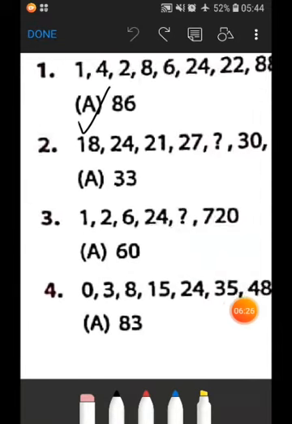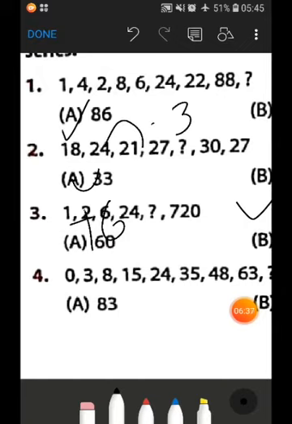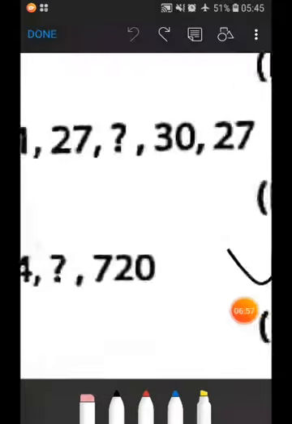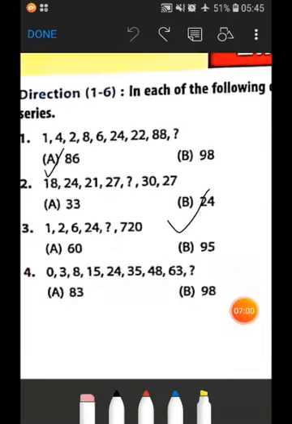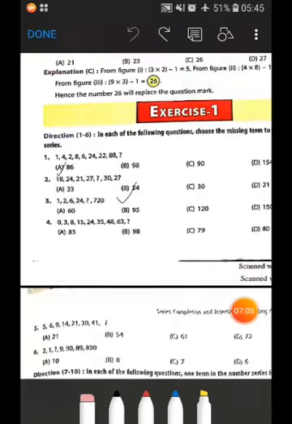Now as we can see here, 18 plus 6 will be 24. Again 24 minus 3 will be 21. Now 21 plus 6 will be 27. Now can you predict the series? This is a plus 6, minus 3, plus 6, minus 3 series. Now if we subtract 3 from this 27, what will we get? We will get 24 as our correct answer. So in this way you can solve such questions.